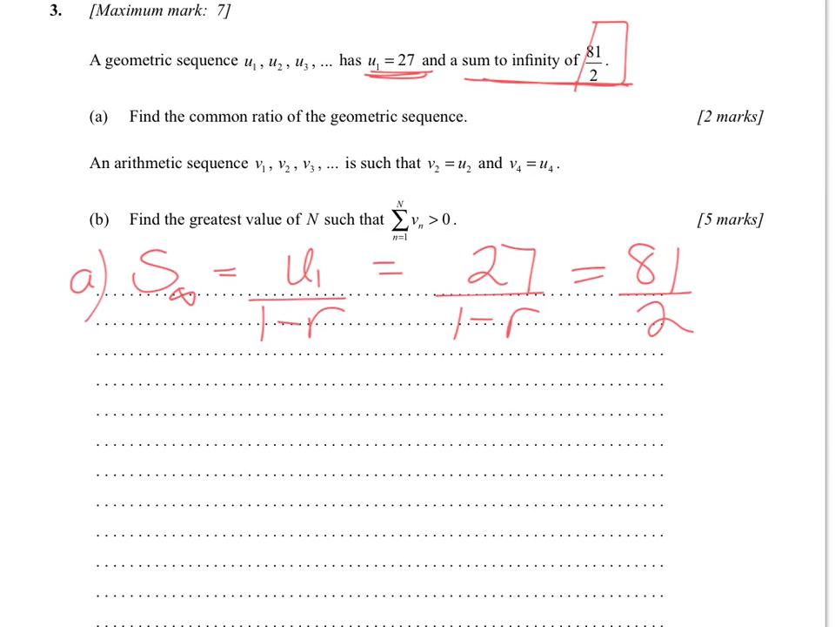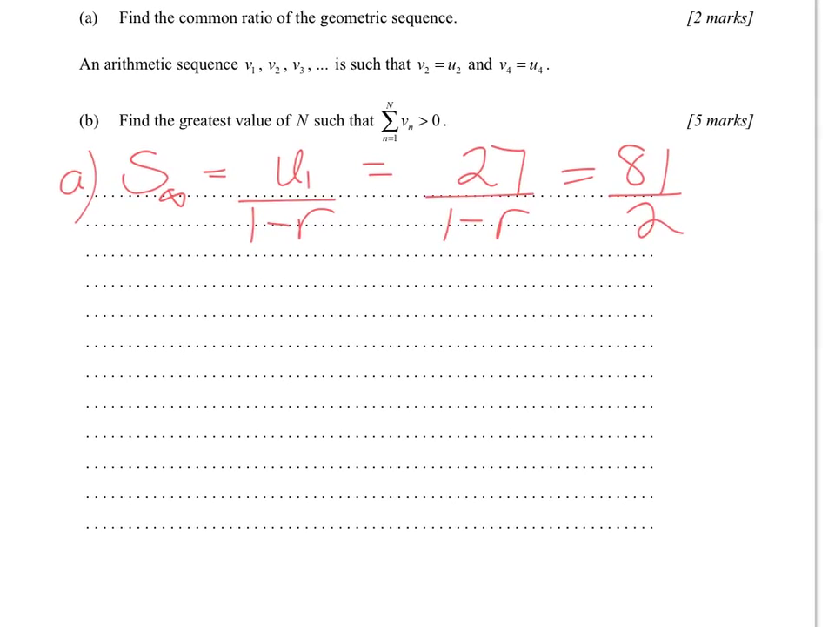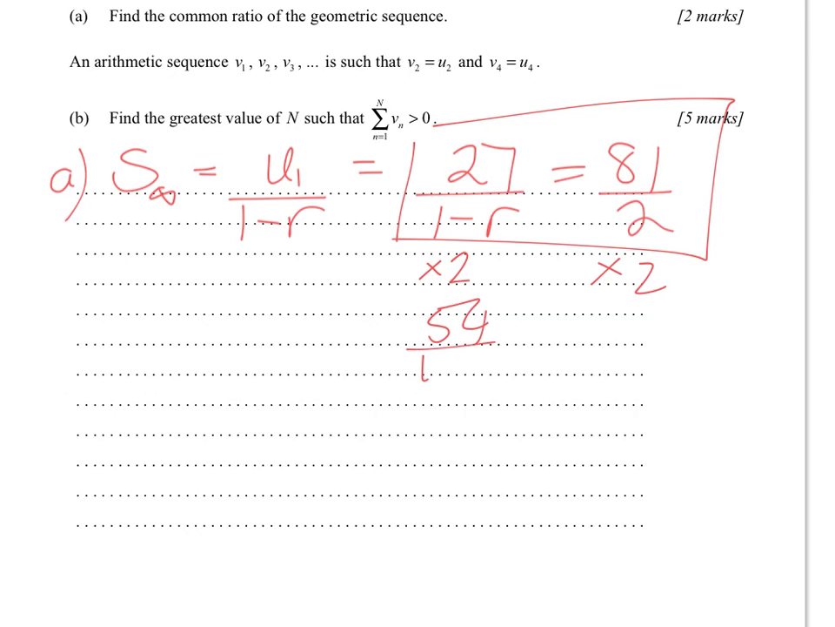So you really can anticipate what the question's going to be before we've even read it, but the question is find the value of r. So it's just a case of solving this equation. Fairly trivial. Multiply both sides by 2 to give me 54 over 1 minus r equals 81, and multiply both sides by 1 minus r to give me 54 is equal to 81 times 1 minus r.